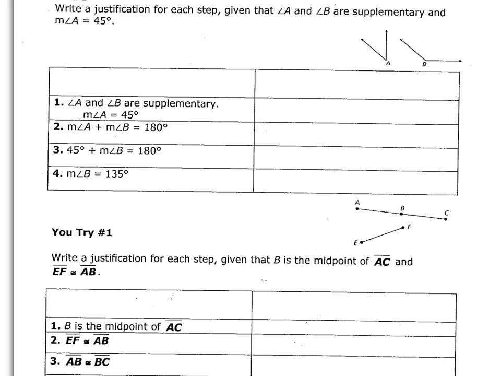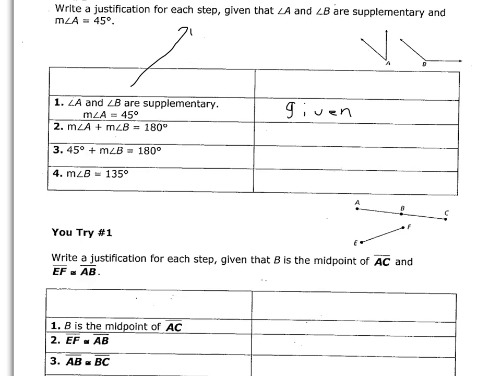Well, if you'll notice, that information's all up here. That information is given to you. So whenever information is given to you, all you have to do is write given in your justification box. Anytime information is given to you, just write given in the justification box.